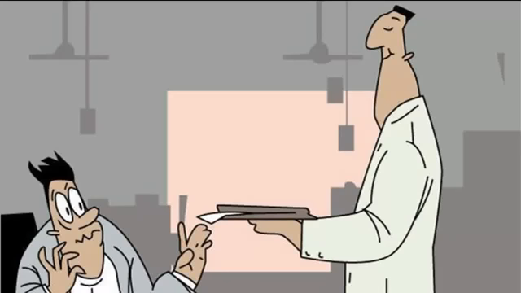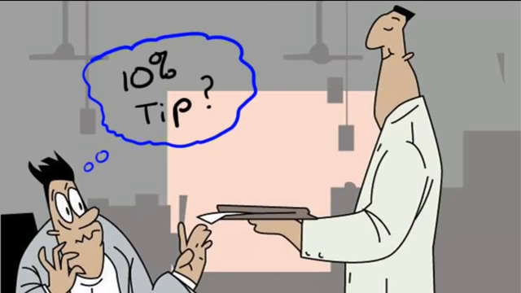Okay, you're in a restaurant. You've had a fantastic meal. The service has been really good. The waiter comes over, gives you the bill, and you know you want to pay them a 10% tip. You start freaking out. How do I work out my 10% tip? It's dead easy. I'll show you.